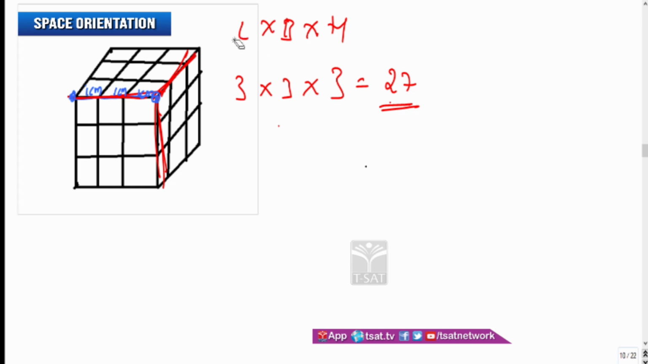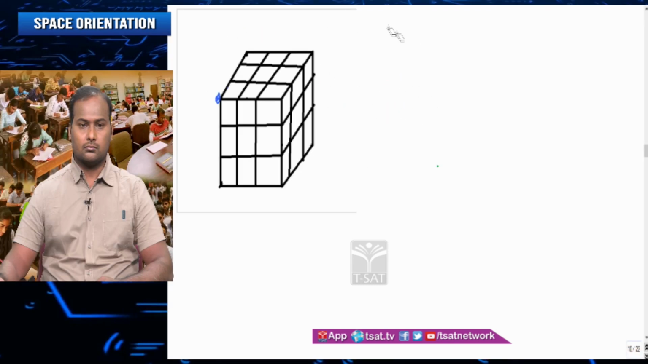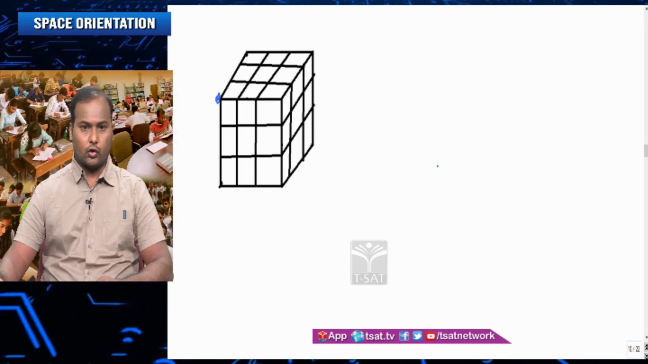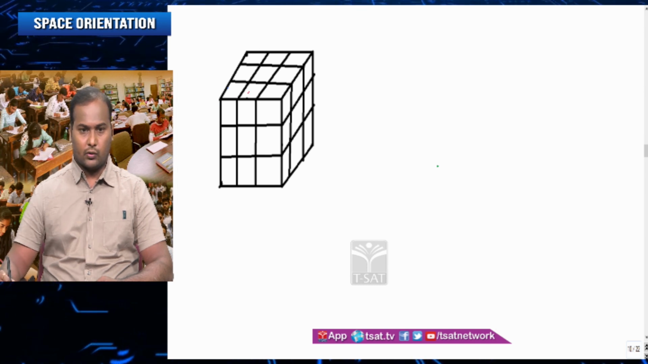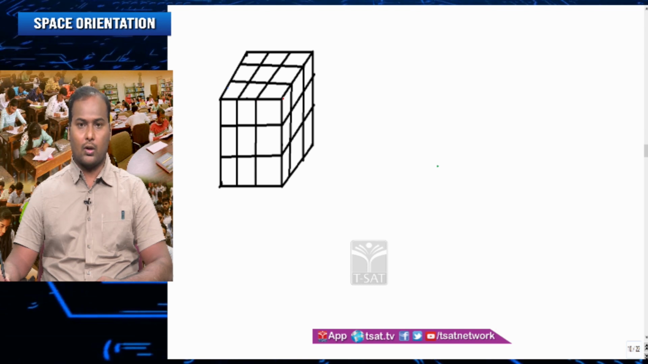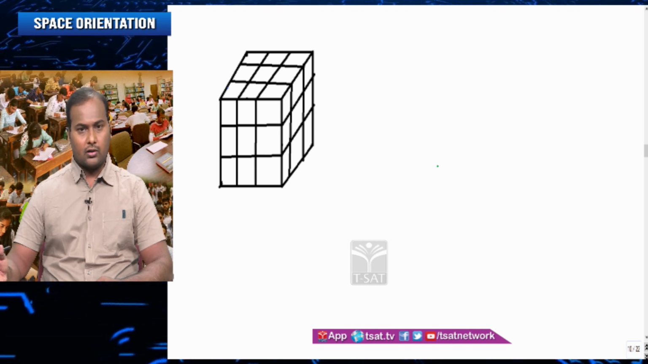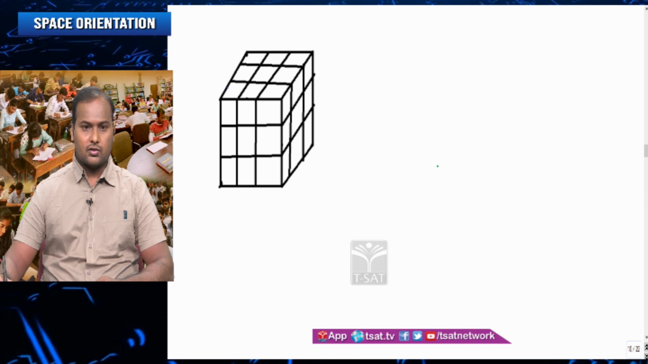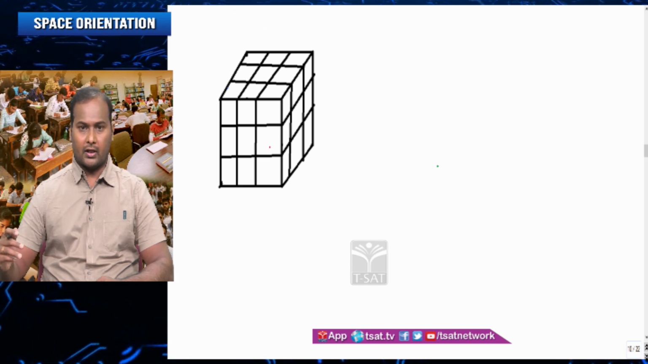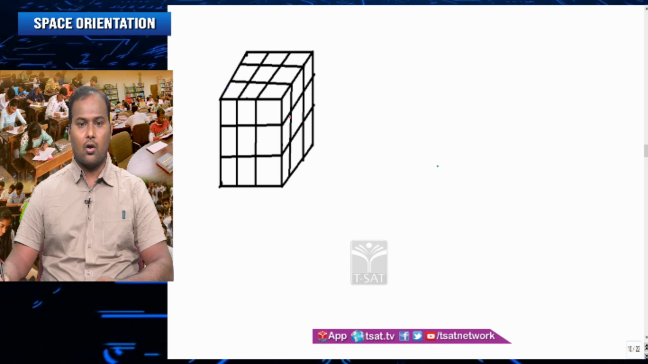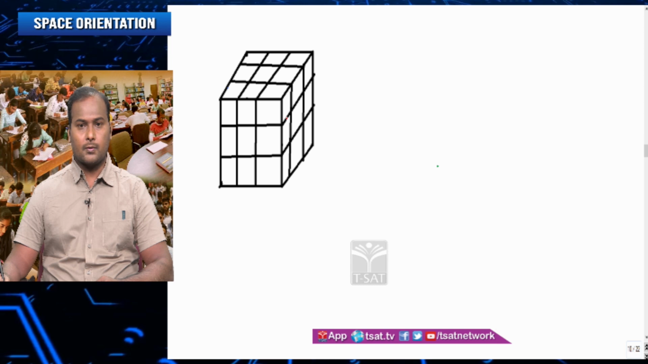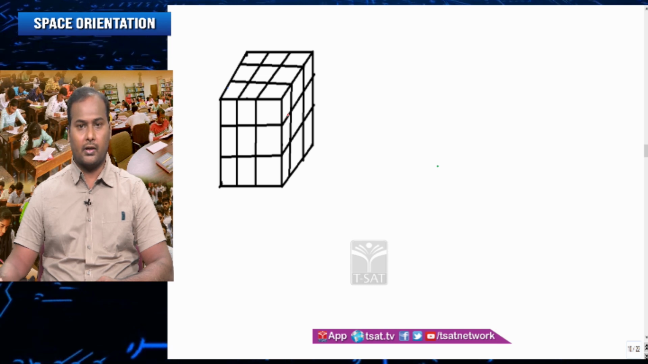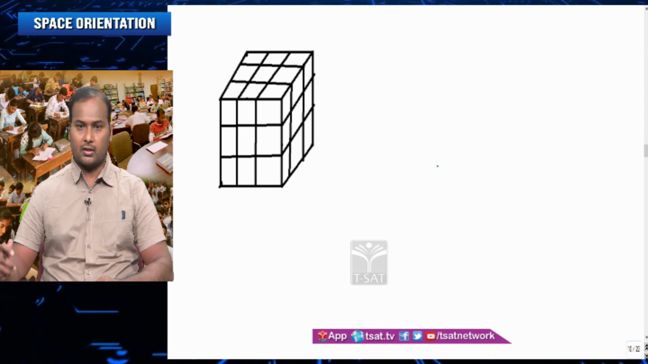Now see the next one. Now what you do is you paint the entire cube with any color, after cutting or before cutting. You took a 3 centimeter side cube and cut it into 1 centimeter cubes. Now paint it, or after painting you can also cut it. So imagine that the entire cube is painted red. Now the questions will be: how many small cubes will have only one side paint? How many small cubes will have 2 side paint? How many small cubes will have 3 side paint?